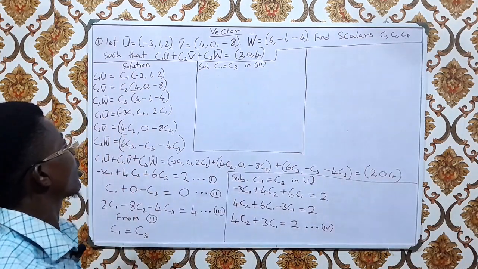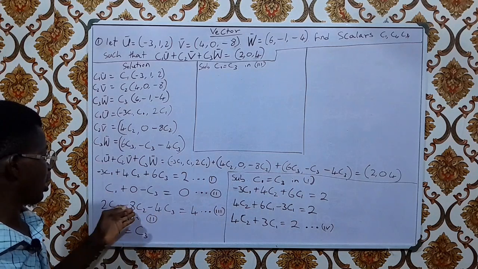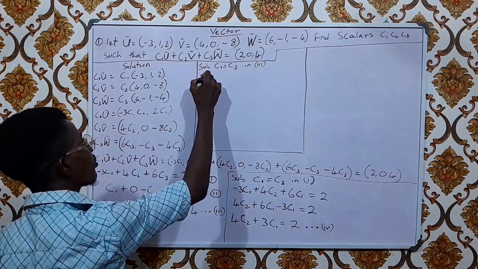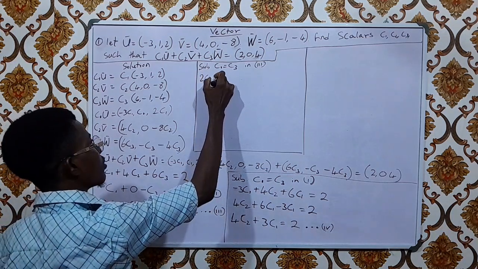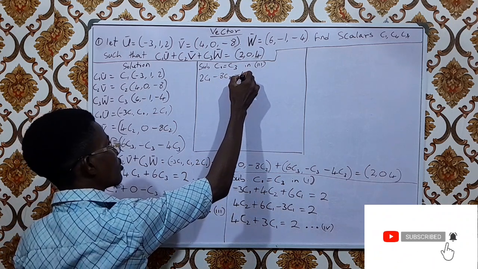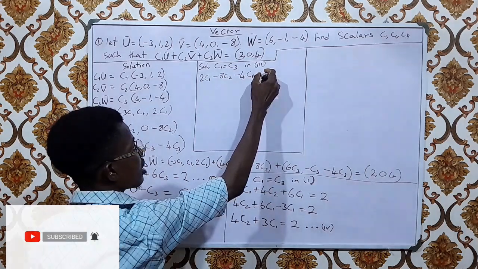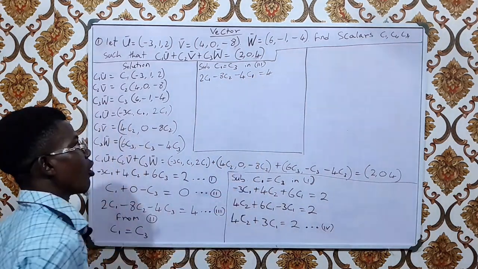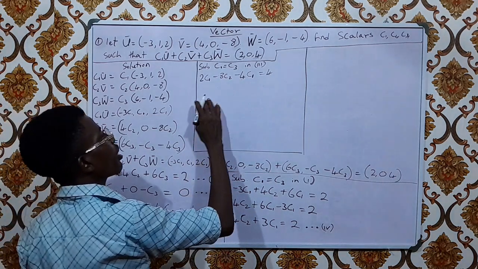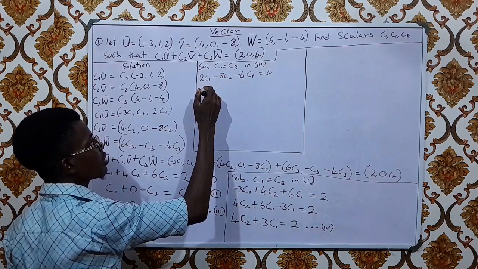That is, anywhere we see C3, let's represent it with C1 in equation 3. So we move like this. We have 2C1 minus 8C2 minus 4. We now represent this C3 with C1 equals to 4. As we have this, we now say that we have 2 here, so we collect like terms.